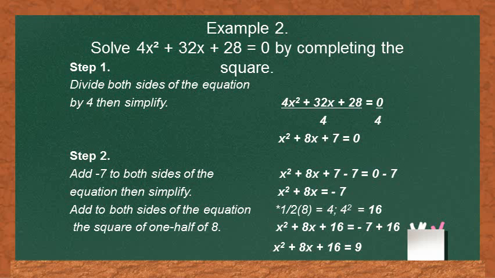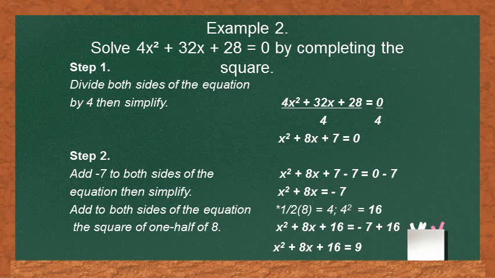Step 1, divide both sides of the equation by 4, then simplify. So it will become 4x squared plus 32x plus 28 over 4 is equal to 0 over 4. So our equation becomes x squared plus 8x plus 7 is equal to 0.